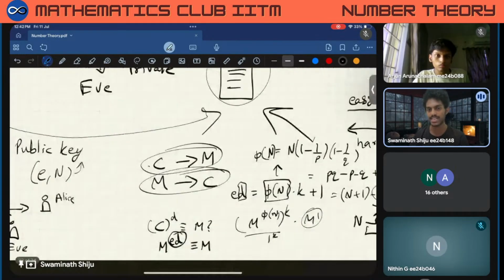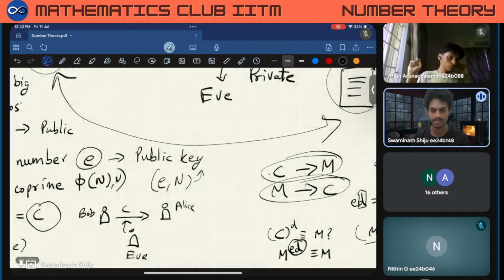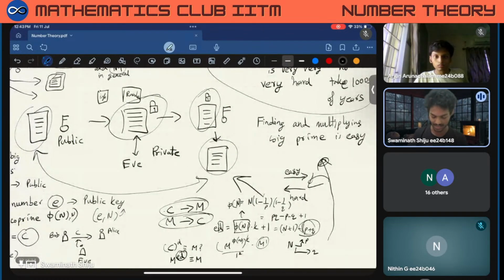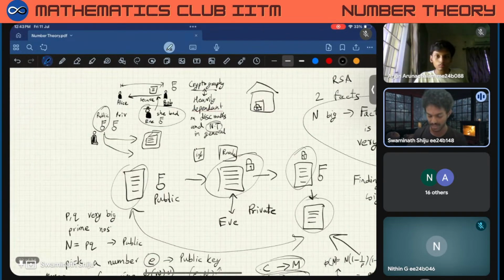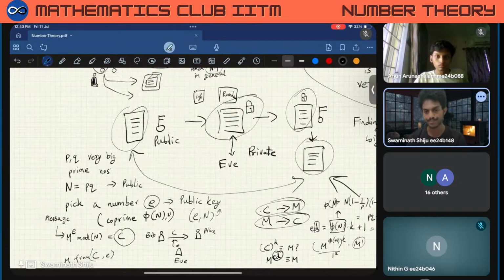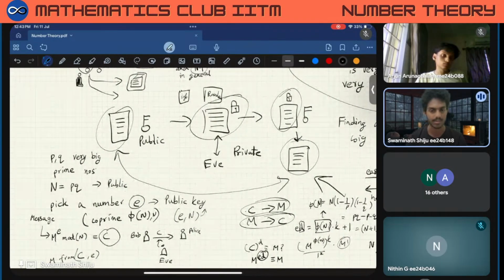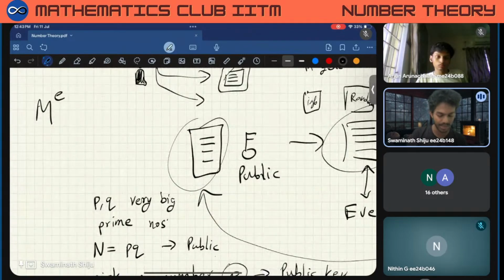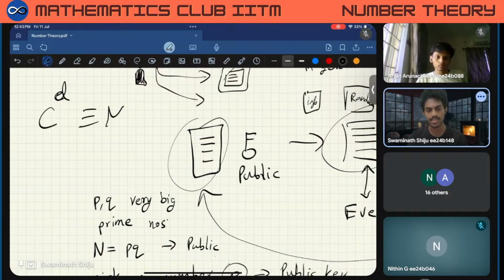The only method of attack she has is to factorize a large number, which we already said is not feasible. But how can Alice read the message? Well, Alice knows everything. Alice knows p, q, and all of that. So she can easily find d, using something like the Chinese remainder theorem. She will simply do c to the power d, and that automatically gives her m. That is how the RSA cryptosystem works.